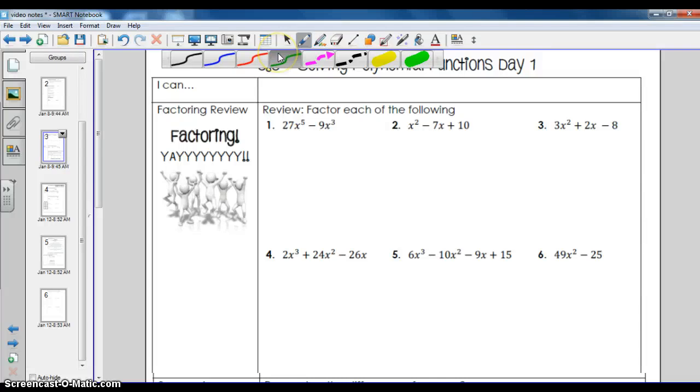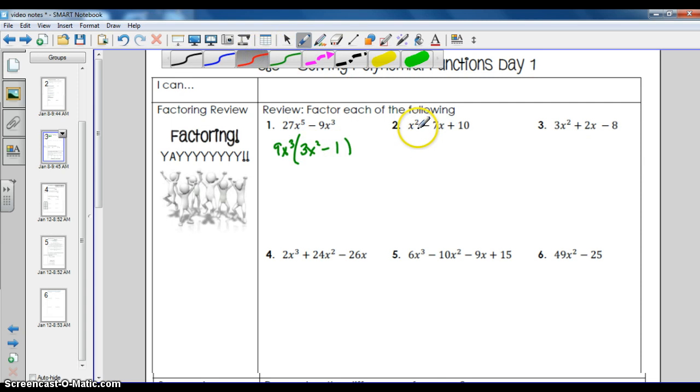All right, let's get started with section or day 1 of 5.5. This first part, factoring review. So we're going to fly through this. Remember to look for greatest common factor first. So a 9x cubed can come out of both of these things here. So it's a 3x squared minus 1, and we are done.